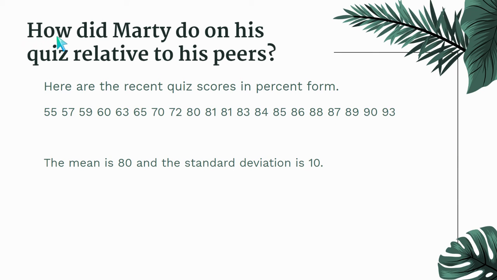Here's a scenario. How did Marty do on his quiz relative to his peers? Here are the recent quiz scores in percent form. Keep in mind, this is 55%, this is 57%, 59%, 60%, and so on. They gave us the mean, so the mean is 80%, and the standard deviation is 10. Remember, standard deviation means, on average, how far away you are from the mean.